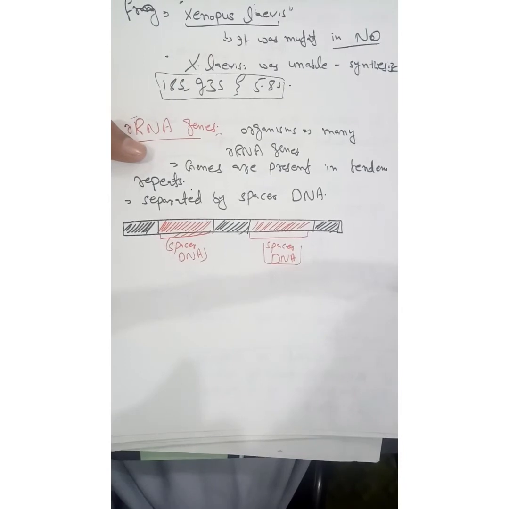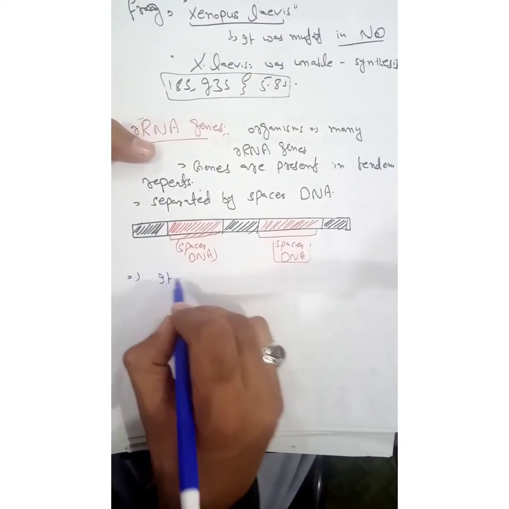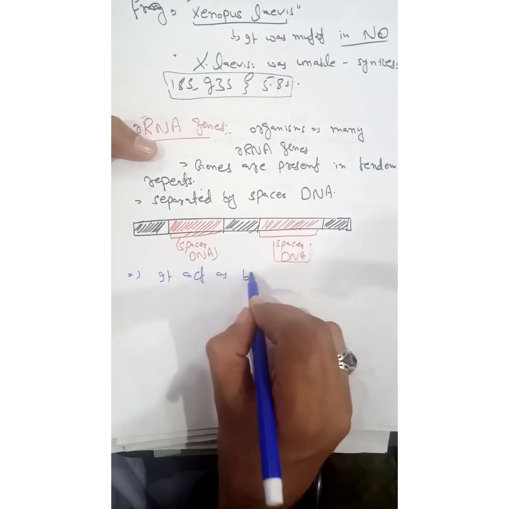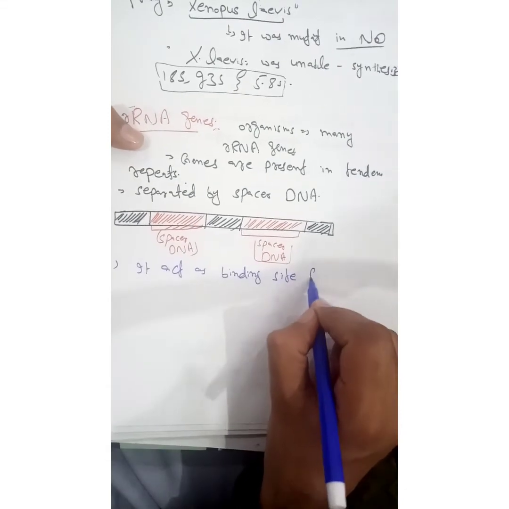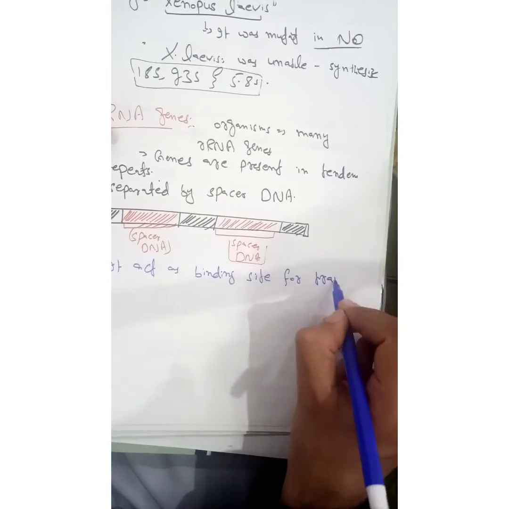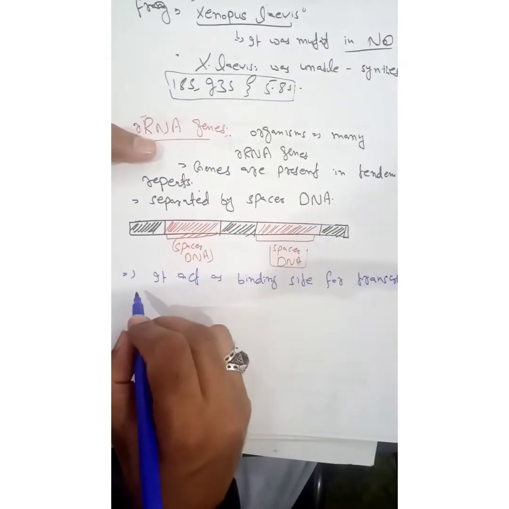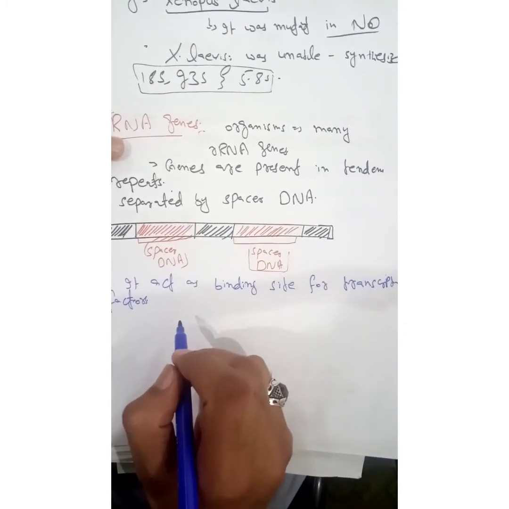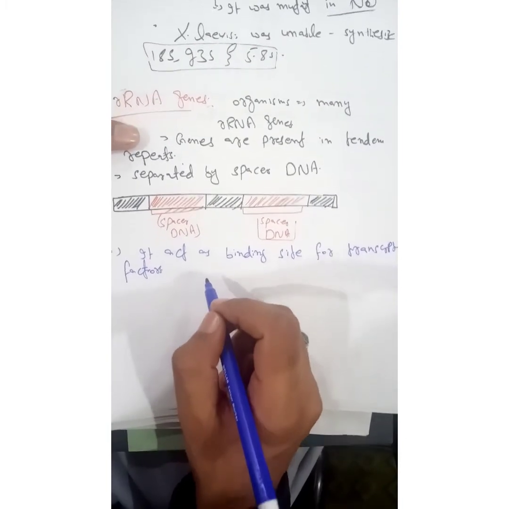Now what is the function of spacer DNA? It acts as a binding site for transcription factors. When transcription occurs, the transcription factors come and bind to the spacer DNA.